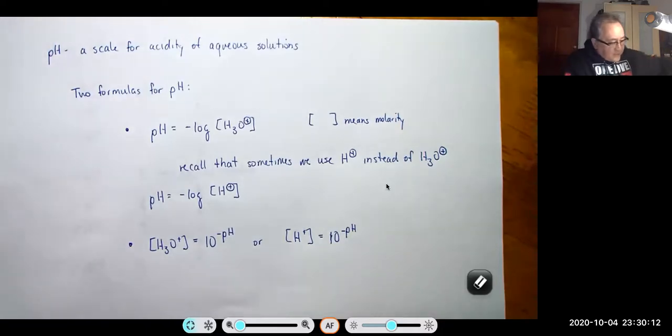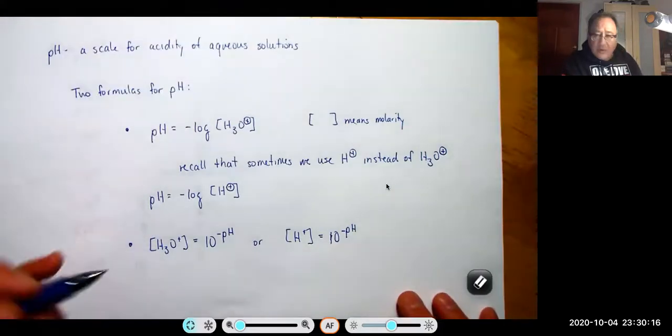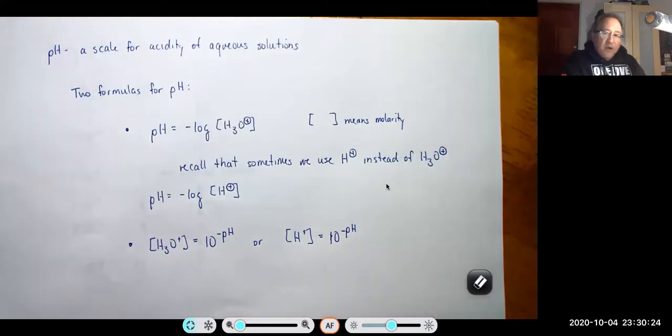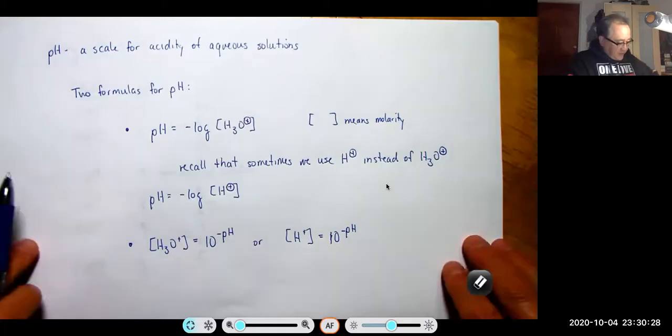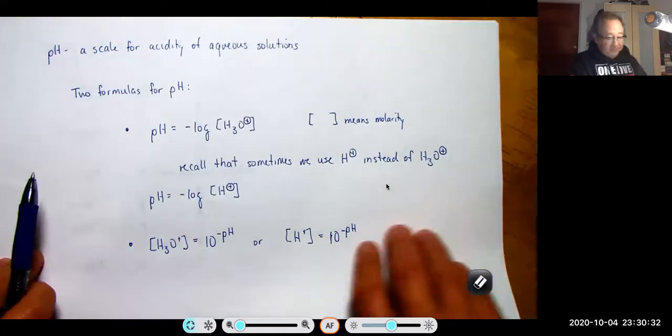Now the negative in this formula is so that when you change the hydronium ion concentration into a pH, you get a positive number. If we didn't have that negative, we'd get negative numbers for pH, and we're more comfortable having positive numbers for pH. So these are formulas that you want to memorize.